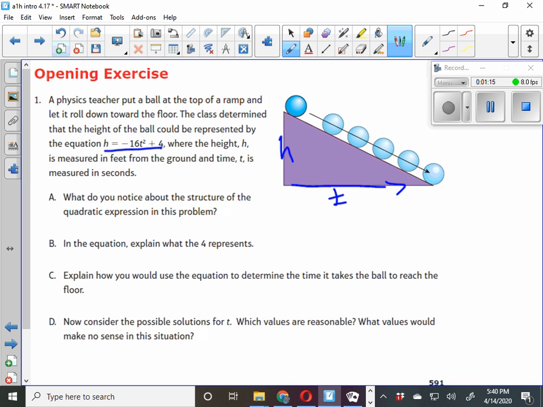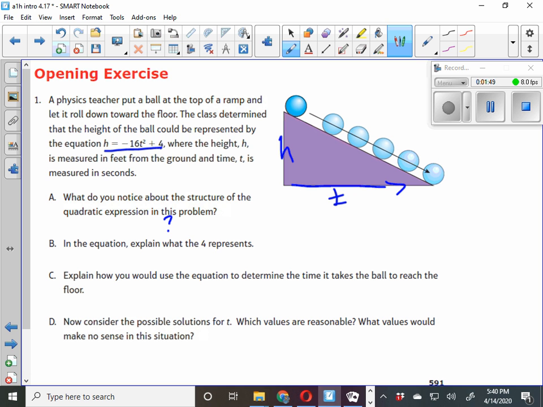What do you notice about the structure of the quadratic expression in this problem? This actually looks like it's a difference of squares, but it isn't quite a difference of squares because it isn't a subtraction sign the way we know it. So notice that it's missing the middle term. That means the vertex is going to be on the y-axis.